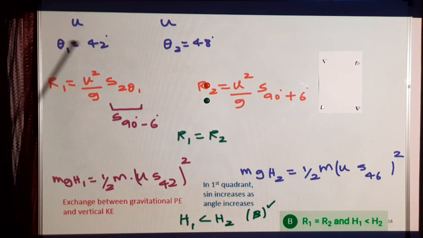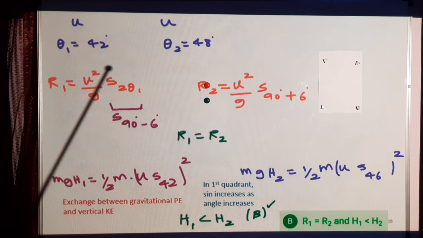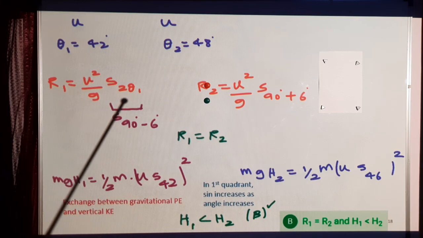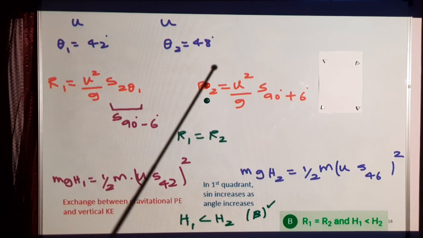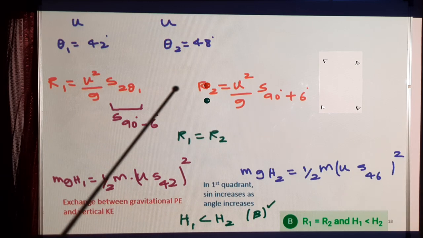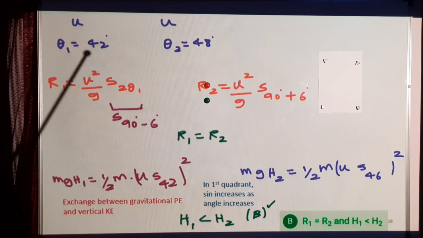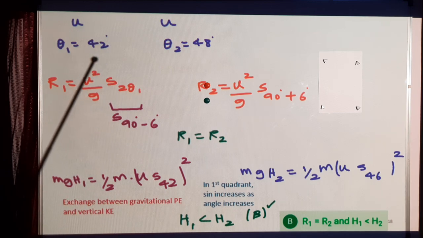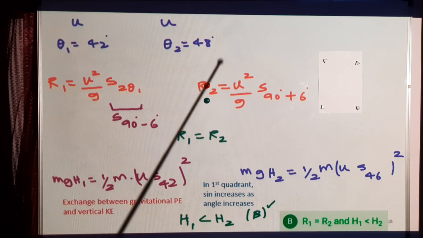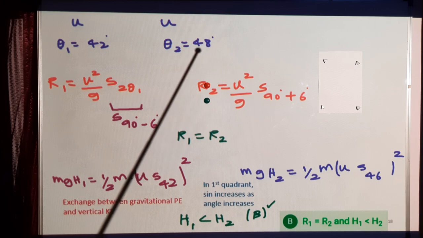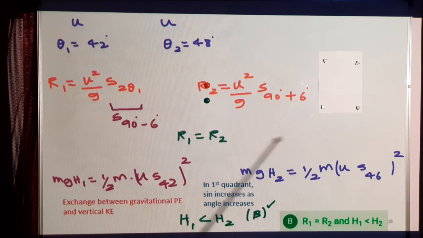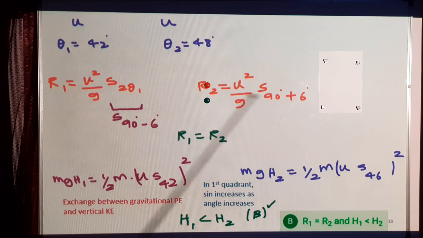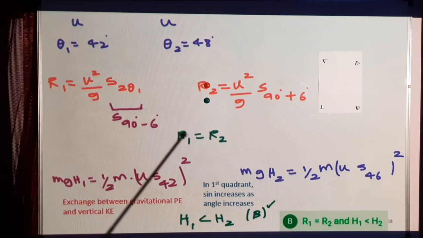So for two projectiles of the same initial velocity, the range is the same because the angles are complementary. Range 1 is u square by g sine 2 theta 1. Range 2 is u square by g sine 2 theta 2. Here 2 theta 1 is 84, which is 90 minus 6. And 2 theta 2 is 96, which is 90 plus 6. Sine of 90 minus 6 is cos 6, and sine of 90 plus 6 is also cos 6. So the ranges are the same, R1 equal to R2.